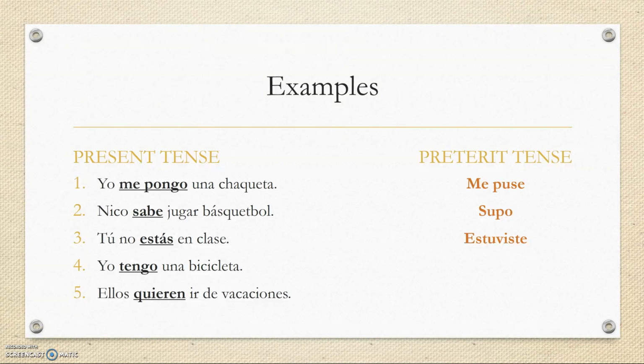"Yo tengo una bicicleta" comes from the well-known verb tener. Tener in the preterite becomes tuve because it's a UV category verb. "Yo tuve una bicicleta." And finally, "ellos quieren ir de vacaciones." Quieren comes from the verb querer. And remember, up to this point, I've told you there are no stem changers. So we've got to revert back to querer, recognize it as a category I, and change it to "ellos quisieron ir de vacaciones."